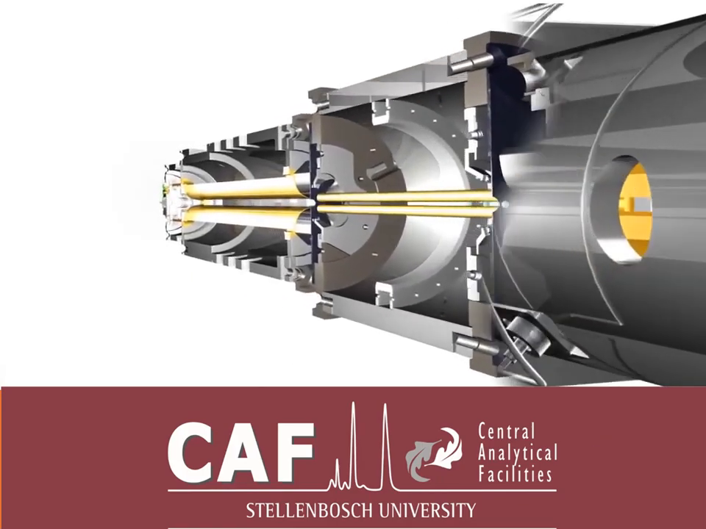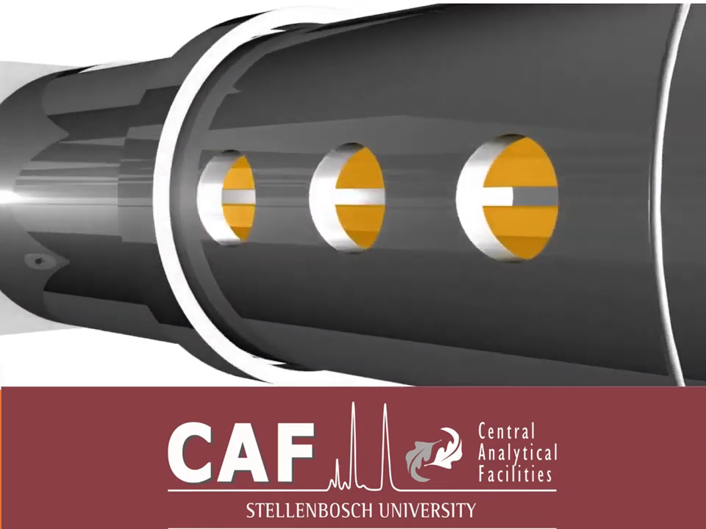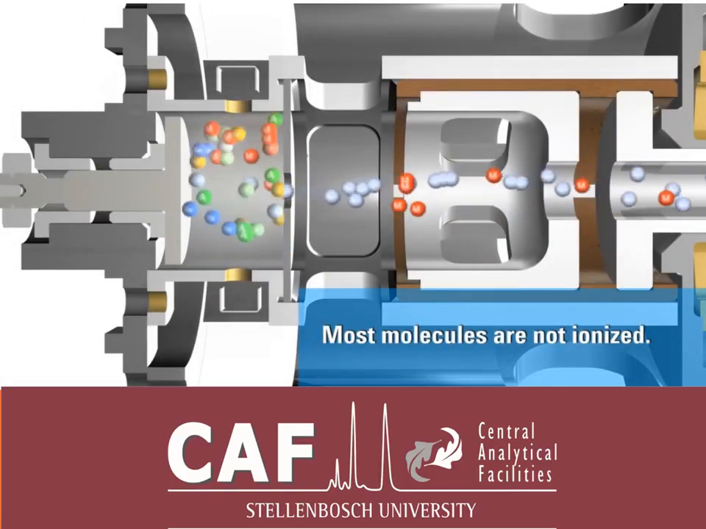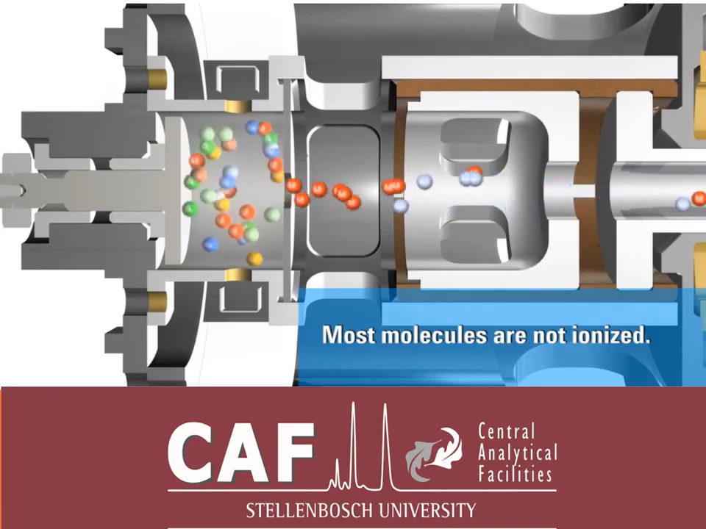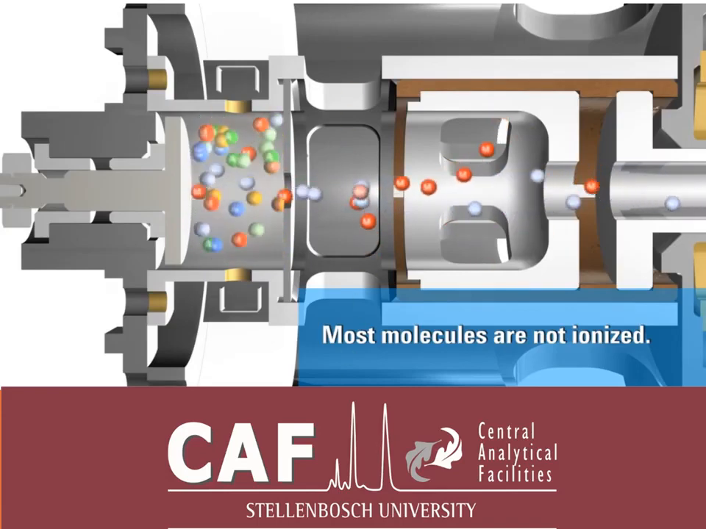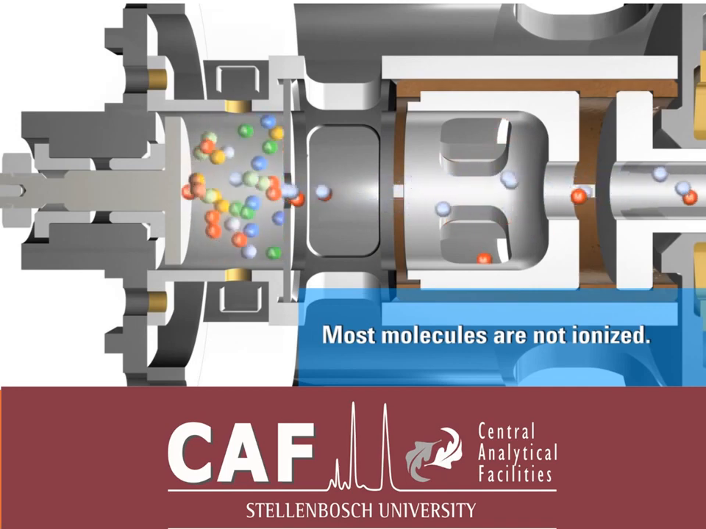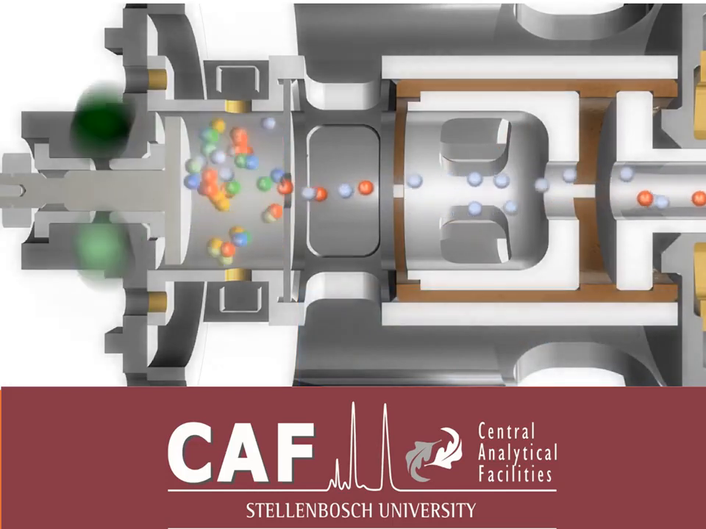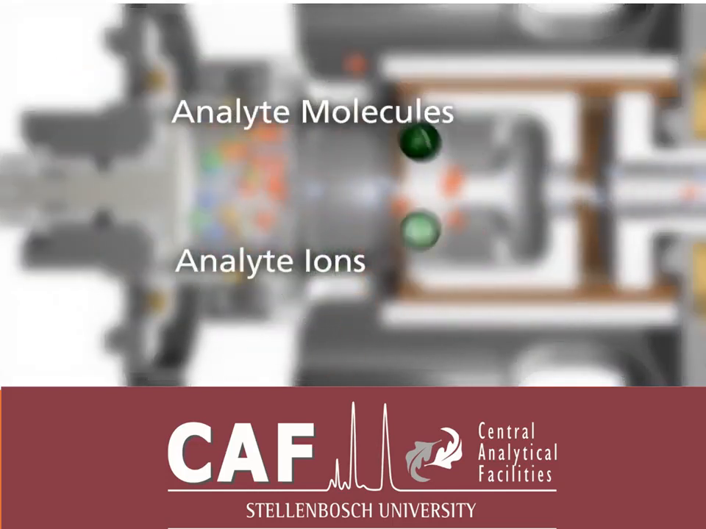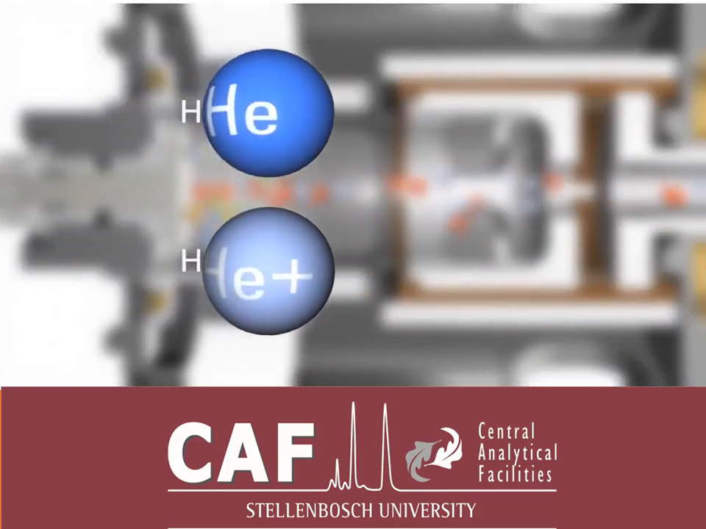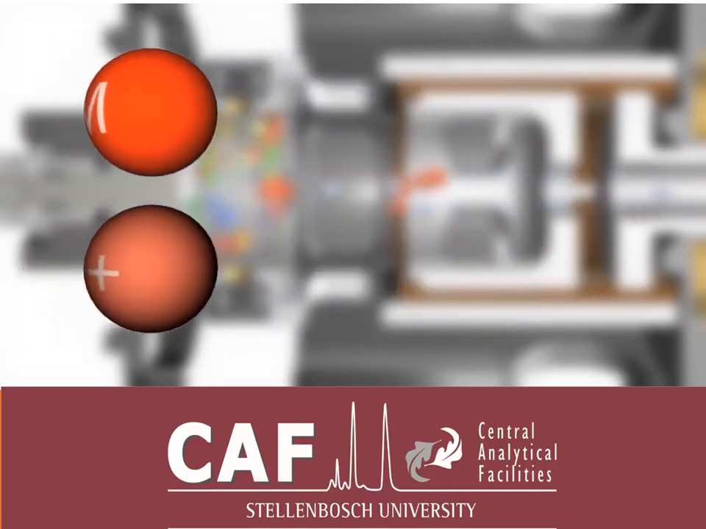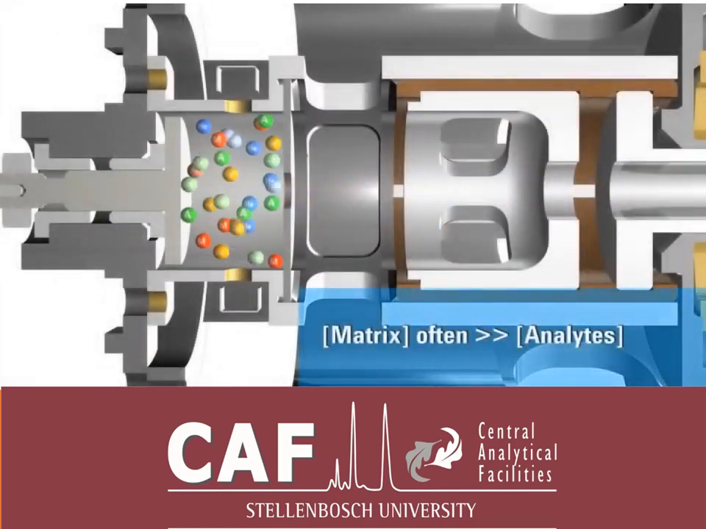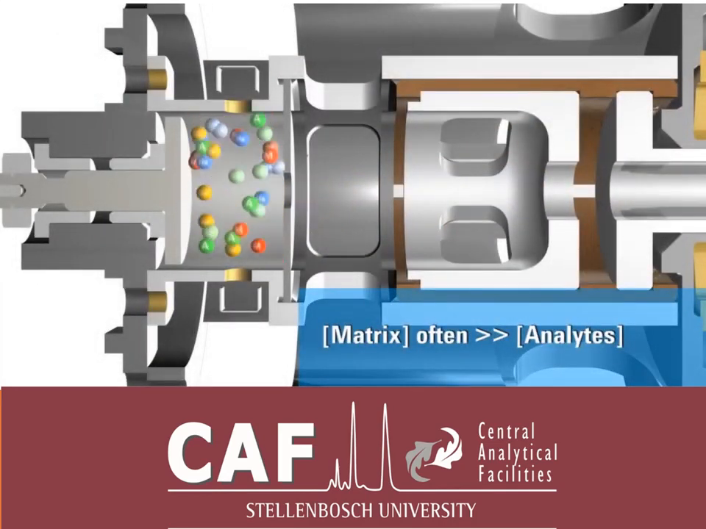But let's return to the ion source to discuss processes that are often overlooked. Even for a high-performance source, ionization efficiency as a percentage of molecules entering the source is very low. This means there are many more neutrals than ions exiting the source, so a thorough description must include analyte neutrals and ions, helium neutrals and ions, column bleed neutrals and ions, and many more neutrals and ions from the matrix at concentrations typically higher than the analyte.